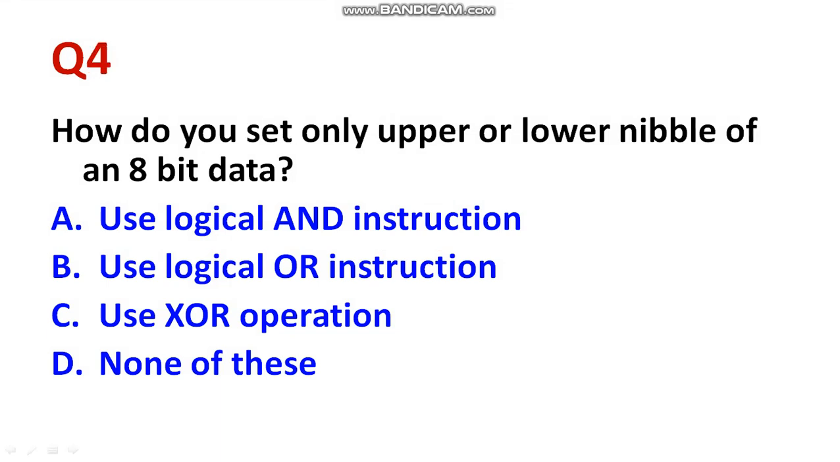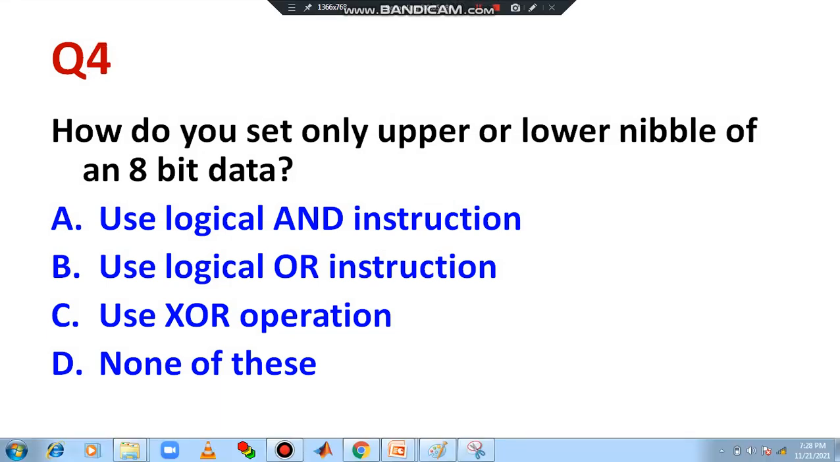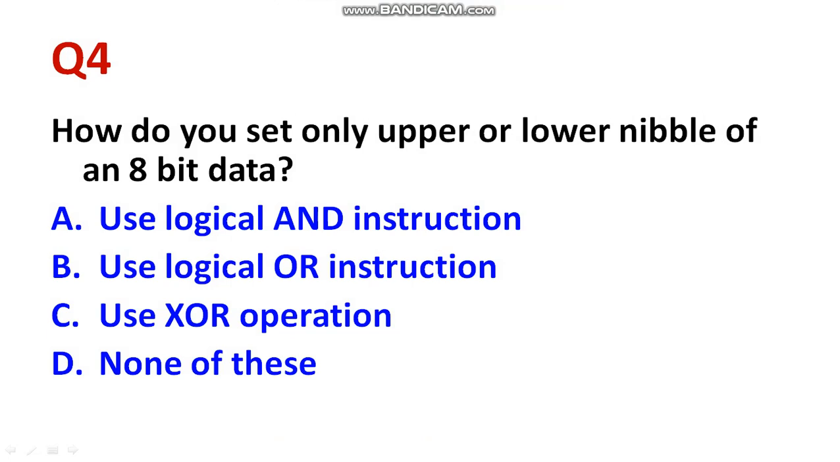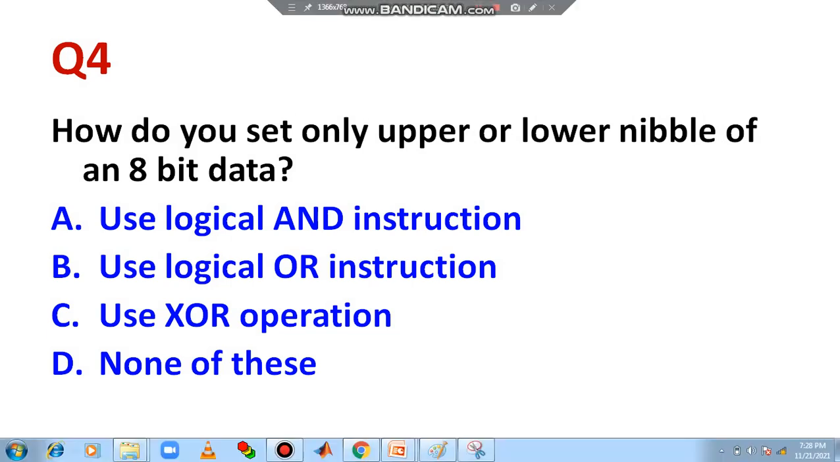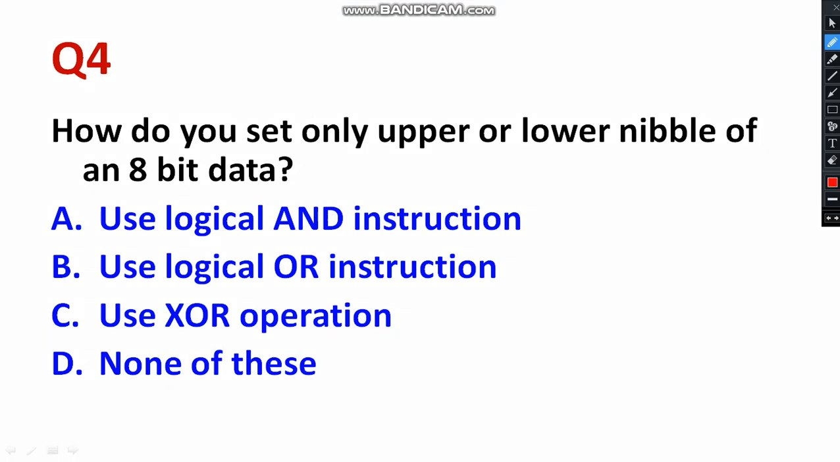Next, another related question. How do you set only the upper or lower nibble of 8-bit data? Set means to make 1. For example, we have the data 1 0 1 1 and 0 0 1 1. I am going to explain one example. I need to make the higher nibble 1.